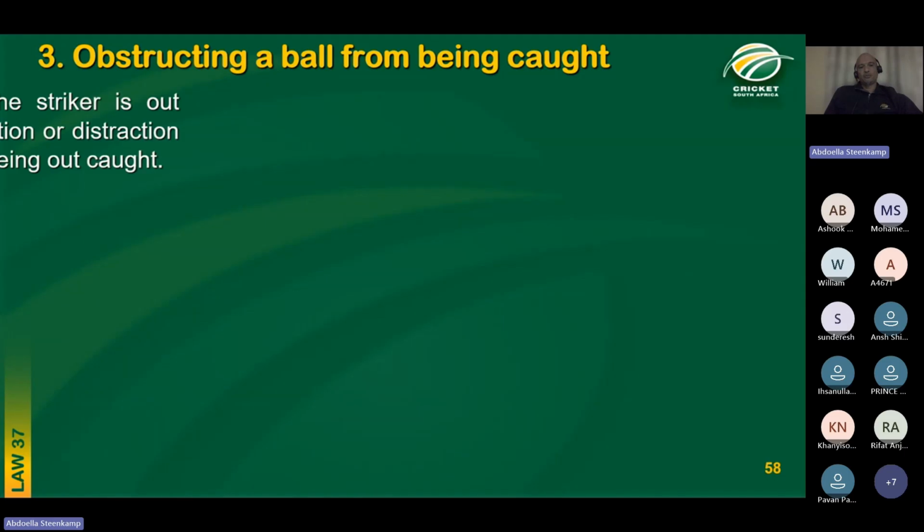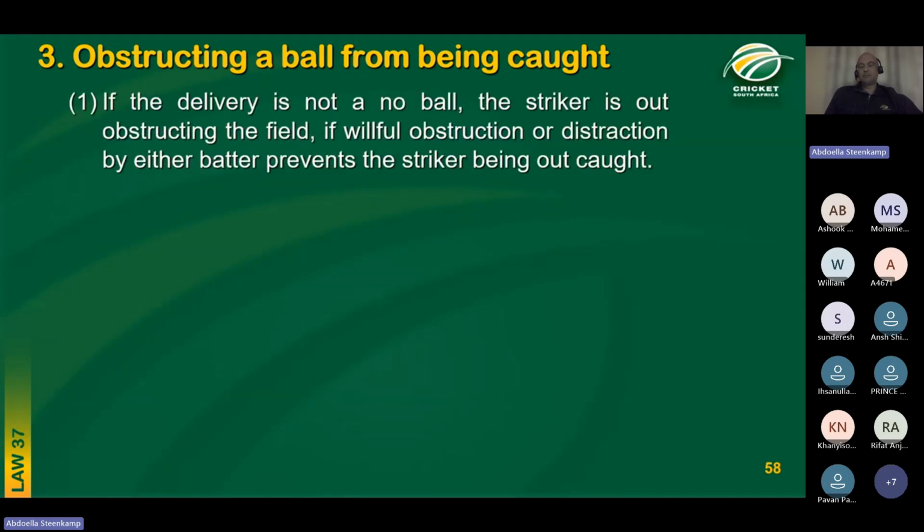So, obstructing a ball from being caught. Firstly, if the ball is not a no ball, the striker, an emphasis on the striker, will be out obstructing the field if there was willful, emphasis on willful, obstruction or distraction by either batter, and this obstruction prevented the ball from being caught. In the example, ball is not a no ball, striker pulls the ball in the air, bowler sits under the ball to catch the ball, and the non-striker willfully bumps into the bowler. This puts the bowler off. Bowler doesn't take the catch.